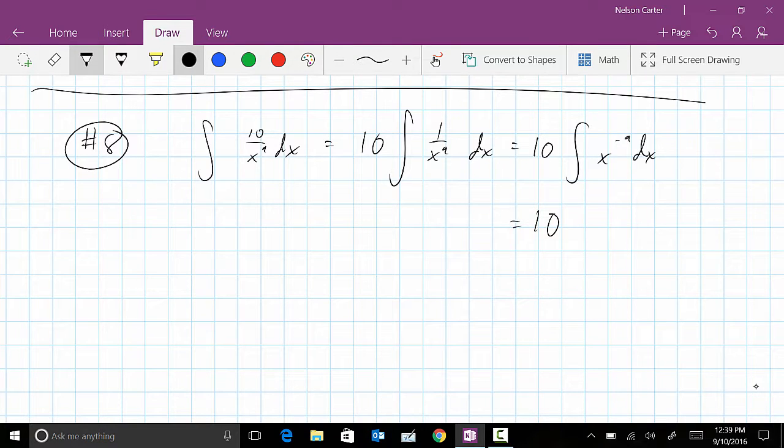Okay, so this is going to be 10 times x to the power negative 8 over negative 8 plus a constant.